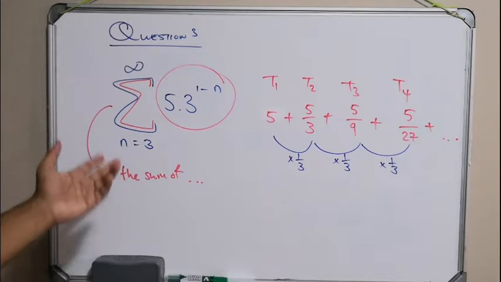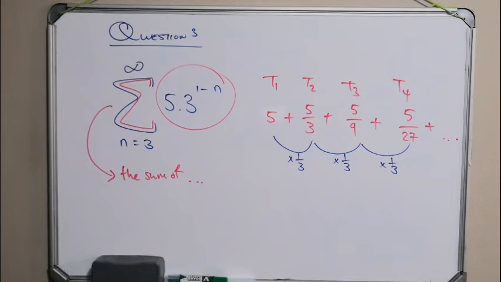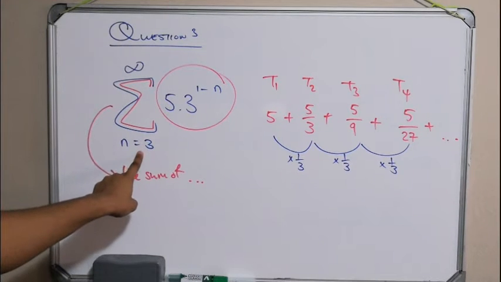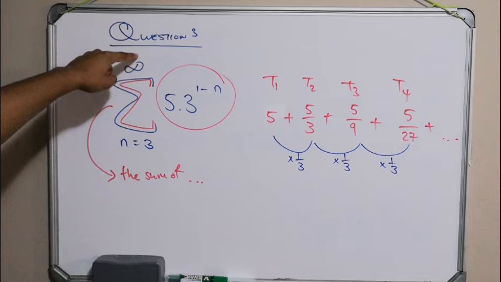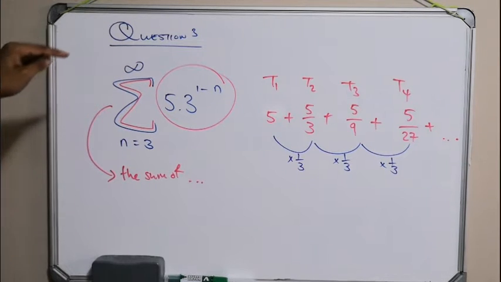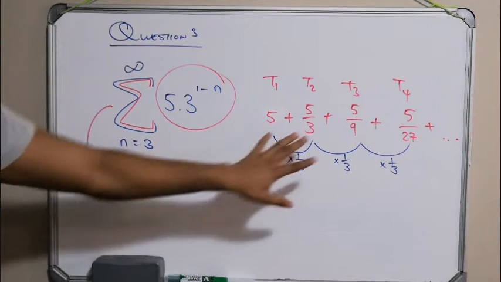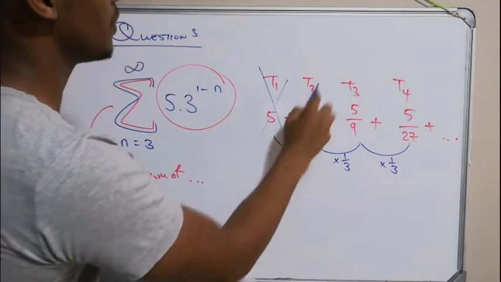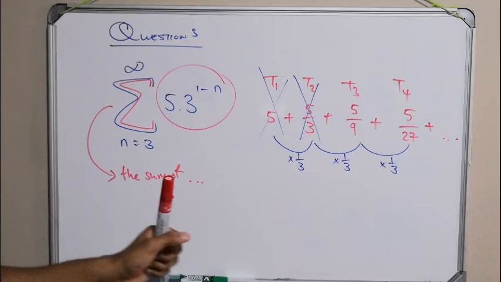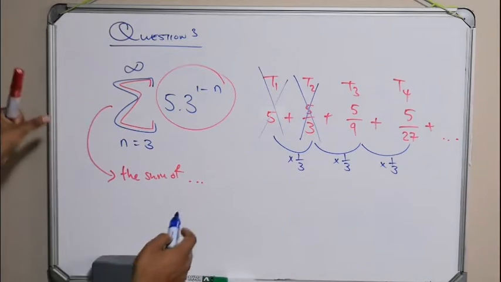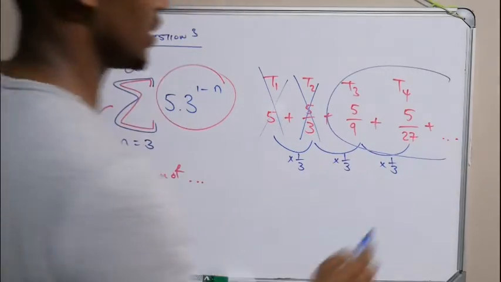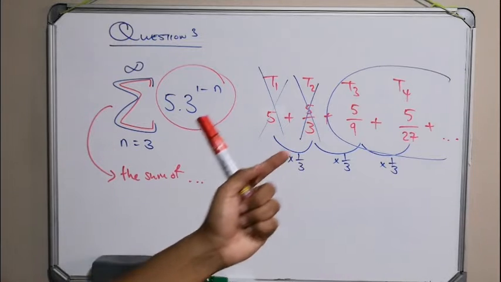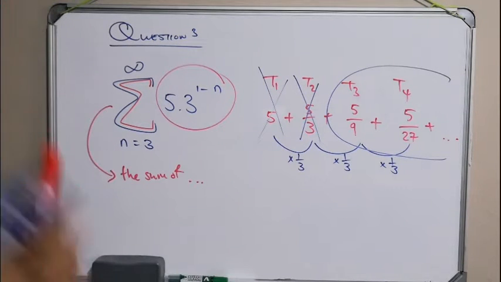We need to work out the sum of this series, but only starting from the third term all the way to the infinitieth term. So we're not going to start from the first and second. I could basically just scratch out these terms. We don't need them anymore. We are working just from the third term onwards, but it goes all the way to infinity, so I need to keep that in mind.